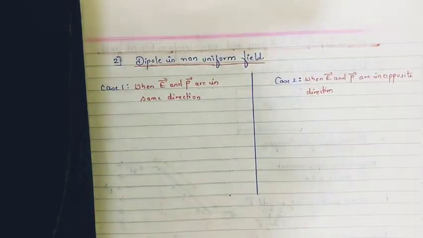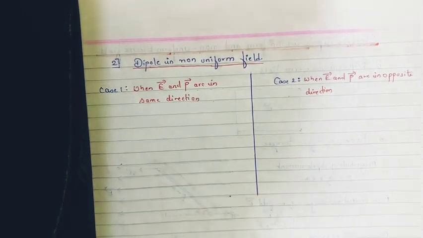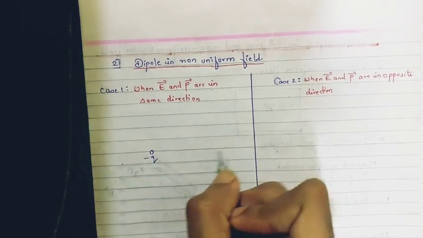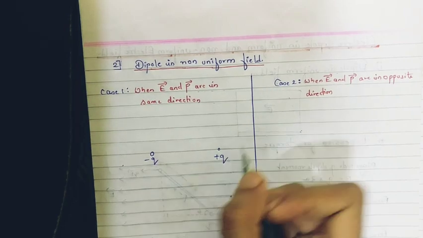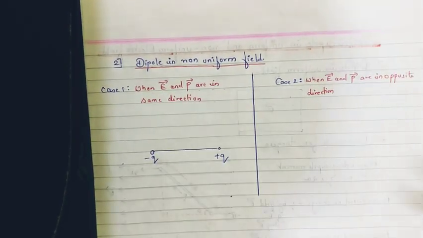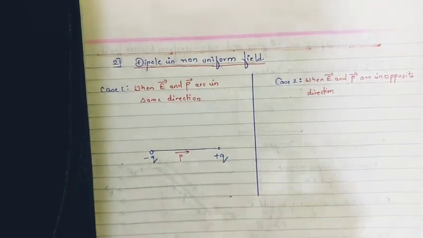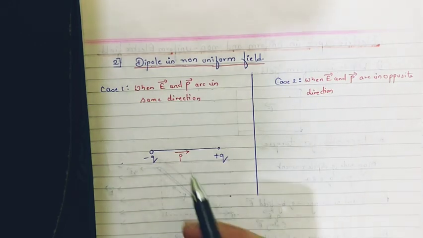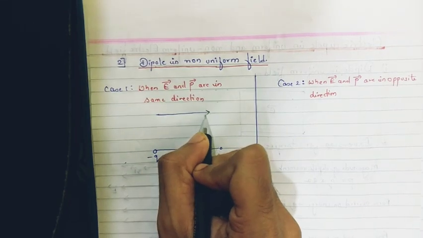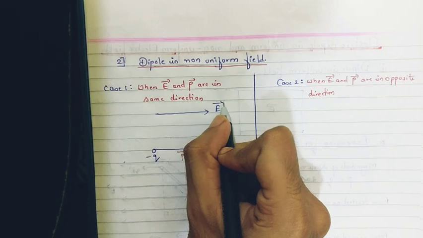Let's understand case 1 first. Case 1 is when E and P are in the same direction. First let me draw an electric dipole. Let's say this is minus Q and this is plus Q, and this is the line joining them. Let's mark our P, which is the direction going from minus Q to plus Q. Since the direction of P is this way, obviously the E direction has to be this way, because we have said that E and P are in the same direction. This is our electric field direction.